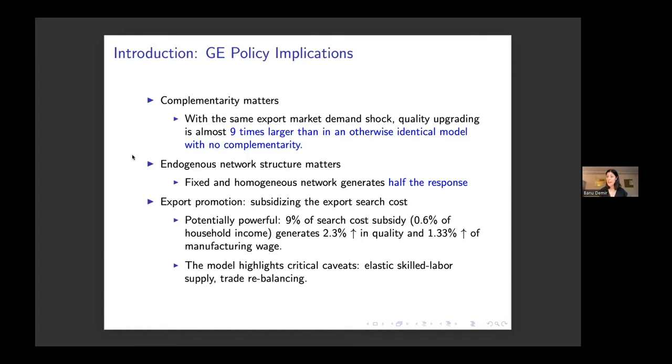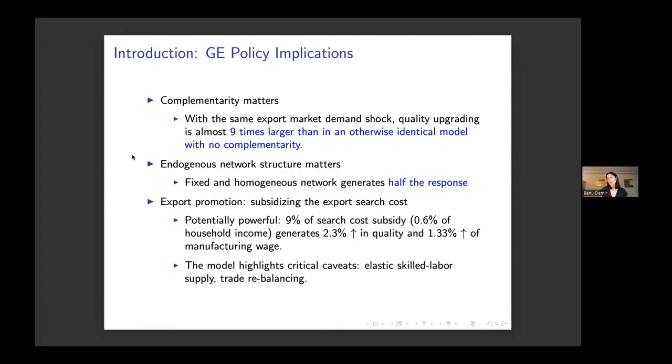exploiting idiosyncratic shocks. Indeed, when we write down a simpler version of the model after getting rid of the quality complementarity and directed search in the market for business connections, we get a very similar result to what we get in the empirical part. So both quality complementarity in the production process and directed search towards the firm's own quality segment are quantitatively important to explain this propagation. Endogenous network structure also matters. If we assume a fixed and homogeneous network, in the sense that all firms have the same number of business partners and the same distribution in terms of skill intensity, then we can only get half of the response that we get in the baseline model.